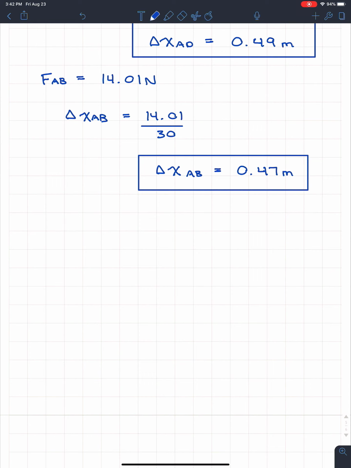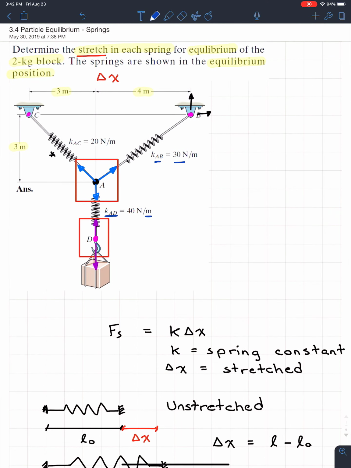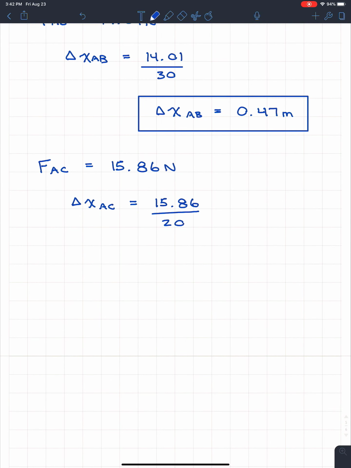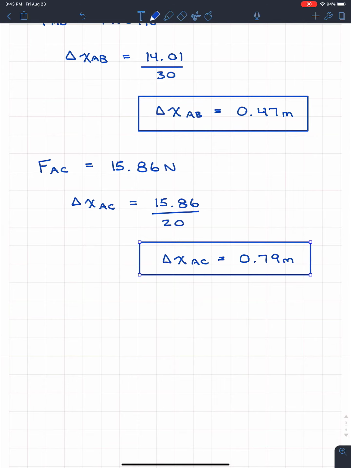Perfect. And then the last one that we have to do is FAC, which we know is 15.86 newtons. So delta X, that was a terrible triangle. Delta X AC is going to be equal to 15.86 divided by, and we're going to go up and find the spring constant for AC, and we see that it's 20. So it's going to be 15.86 divided by 20. So what we get is delta X AC is equal to 0.79 meters. So there we go. This right here is the stretch length for all of the springs.